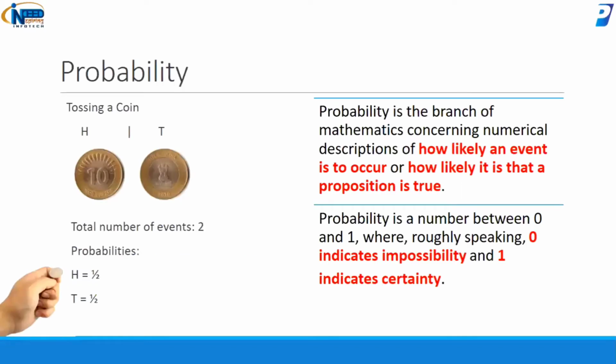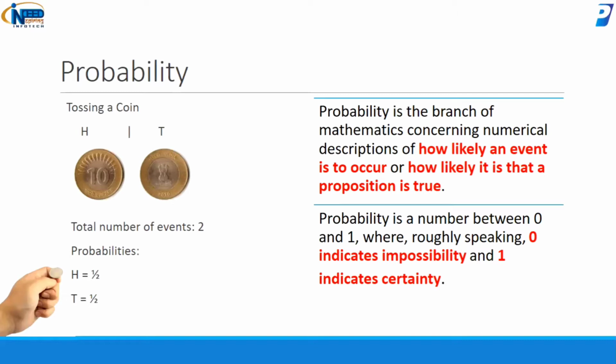Let us start with the basic concept of probability. So, probability, by definition, is a branch of mathematics concerning numerical descriptions of how likely an event is to occur or how likely it is that a proposition is true.